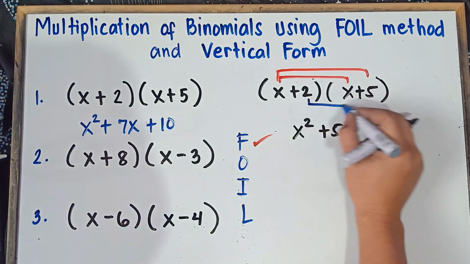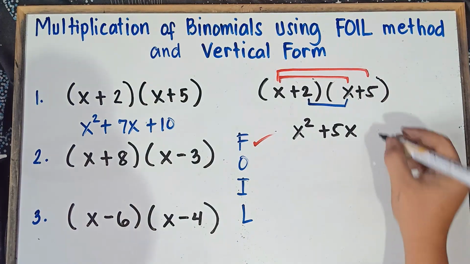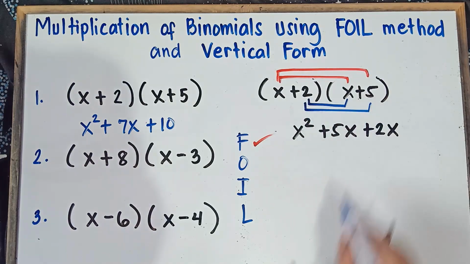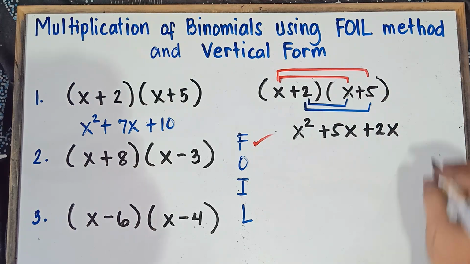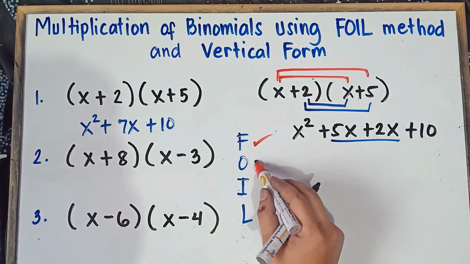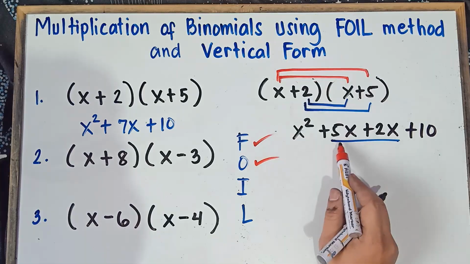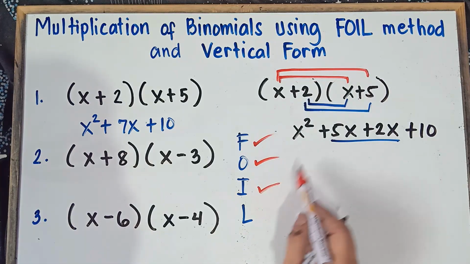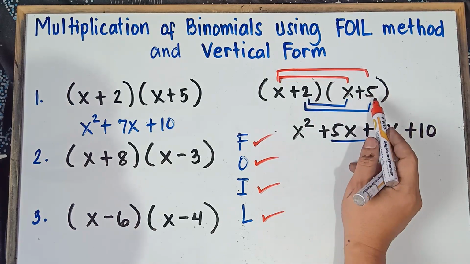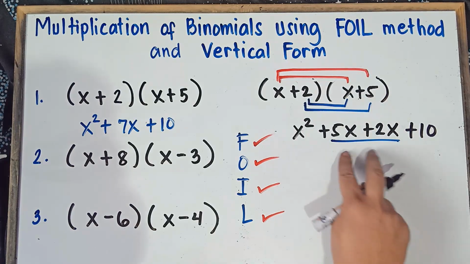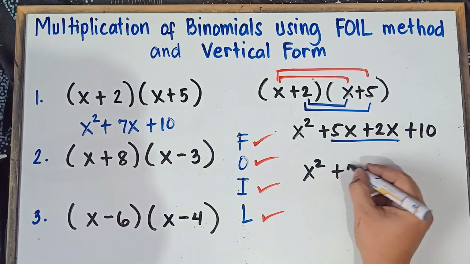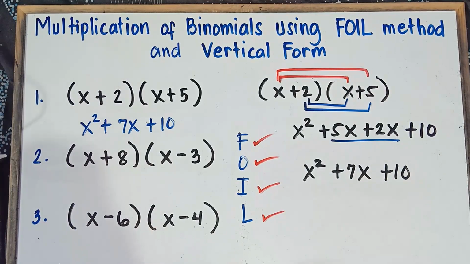Alright, and then inner, 2 times x. What would be the answer, class? That's correct, that would be positive 2x. And then last, positive 2 times positive 5. What would be the answer, class? That's correct, that would be positive 10. And then we can combine like terms. Outer, that would be x times 5, positive 5x. Inner, 2 times x, positive 2x. Last, 2 times positive 5, positive 10. Then we combine like terms, so copy x squared. 5x plus 2x, that would be positive 7x, and then plus 10. Same answer, class.